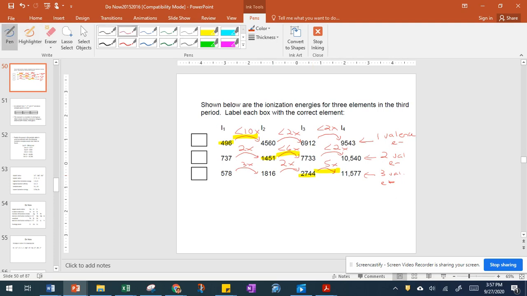Okay, so this tells me that, since we're in the third period, the first element would have to be sodium. The second element would have to be magnesium. And the third element would have to be aluminum. But I only know that because it tells us we're in the third period. Okay, so let's do another one.